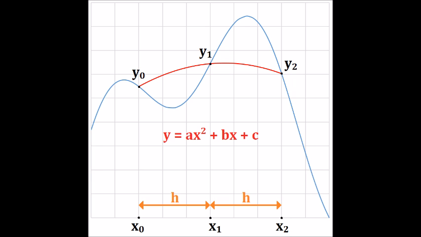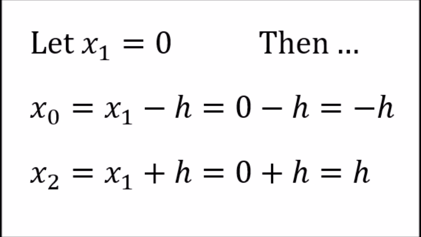The red curve is a second-order polynomial. We don't know the coefficients a, b, or c just yet. Setting x1 equal to 0 is basically what was shown graphically on the previous screen. x0 is equal to negative h, and x2 is equal to positive h.